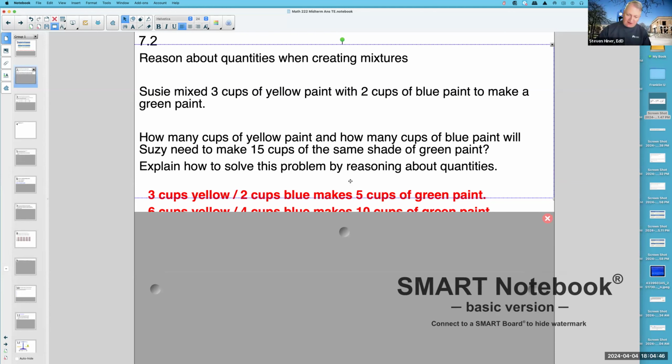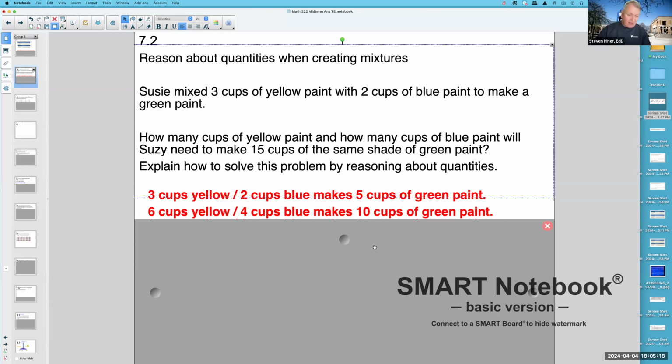Let's see, my screen shade works here. I know I have 3 cups of yellow for 2 cups of blue. So 3 cups of yellow, 2 cups of blue makes a total of 5 cups of green. Let me do another one. Let me double it. I have 6 cups of yellow, right? You could put this in a table if you wanted to as well. But if I have 6 cups of yellow, I now have 4 cups blue, and I end up with 10 green. I need a total of 15 green. So I have to keep going until I hit 15 green.